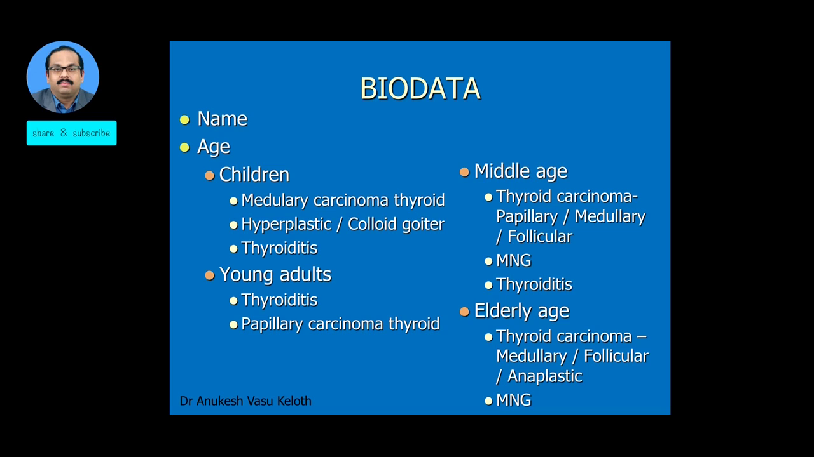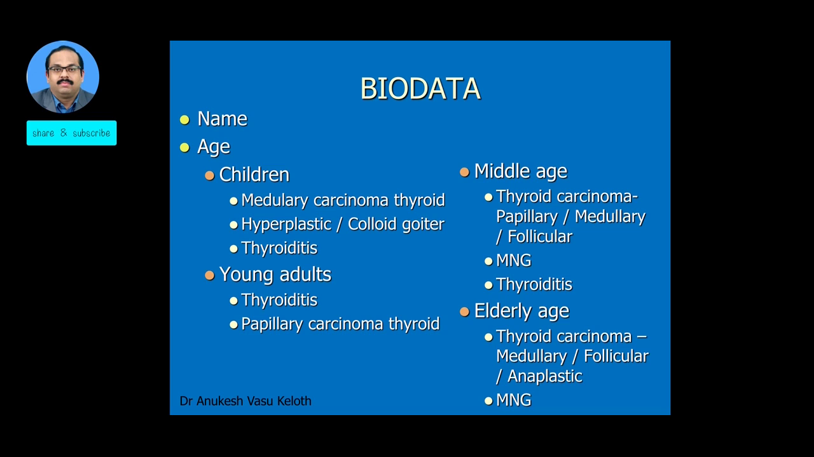Then hyperplastic goiter and colloid goiter are usually seen in the teenage years, that is 14 to 16 years, as that is the first stage of goiter. Similarly, thyroiditis, Hashimoto's thyroiditis, and other forms of thyroiditis may be seen during childhood. Now, in a young adult, that is the age of 20 to 30 years, again thyroiditis can be seen. Papillary carcinoma thyroid can be seen.